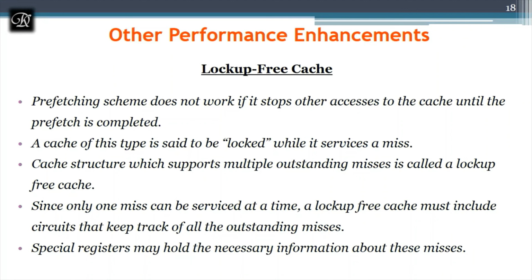A special register may hold the necessary information about these misses. We may need some special instructions that drive the special register hardware to handle this lockup-free cache. These are all the things through which we can still improve the performance of the computer: by having interleaving, by having levels of cache, by changing the block size of the cache, and by adding buffers, a prefetch buffer, and a lockup-free cache. By having all these things, we can improve the performance.